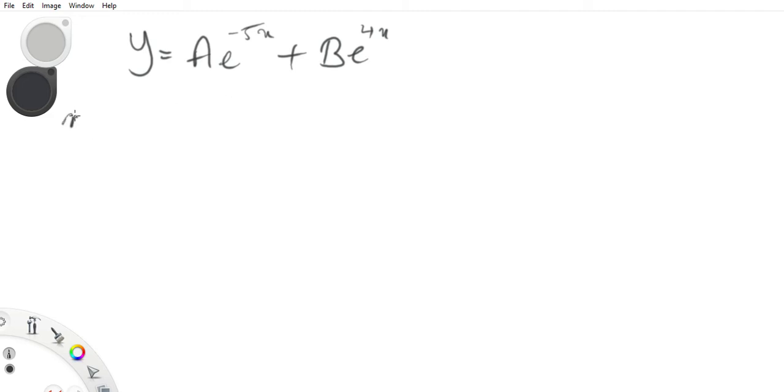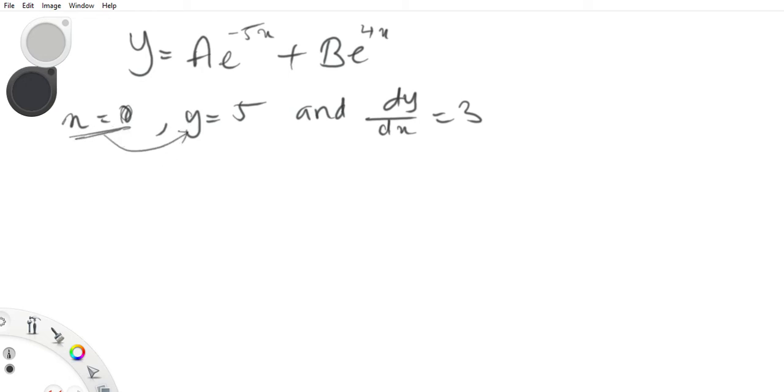Okay, so the answer we got was y equals ae to the minus 5x plus be to the 4x, and the question says, well, when x is 0, y is 5 and dy dx is 3. Okay, now it might not look like it, but two things are happening here. When x is 0, y equals 5. That's one thing. And then it's saying when x is 0, dy dx equals 3. That's another thing. So this is 1, and that's 2.